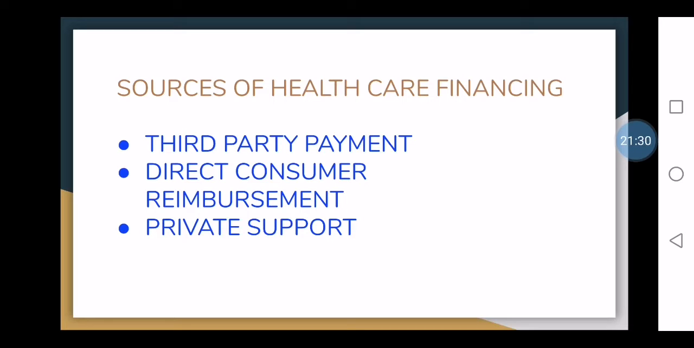Next is the direct consumer reimbursement. What do you mean by direct consumer reimbursement? It is the second major source of healthcare financing, which comes from direct fee payment by the consumers. You are getting admitted, you are paying the bill from your own pocket. That means it refers to individual out of pocket payment. They will pay directly.